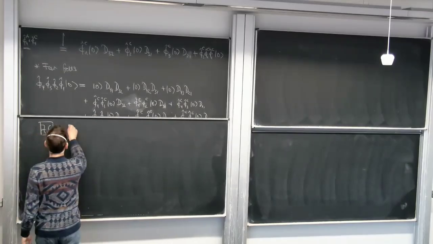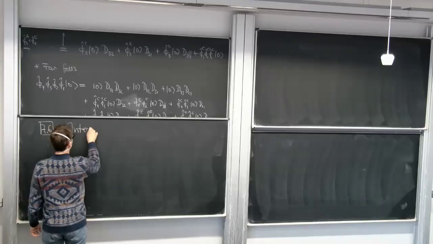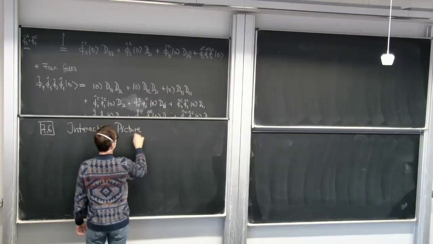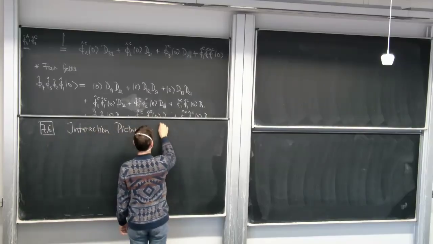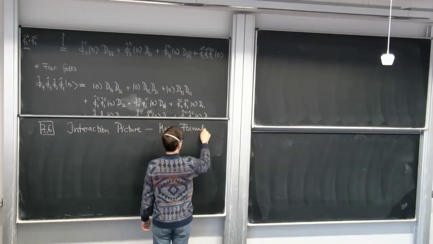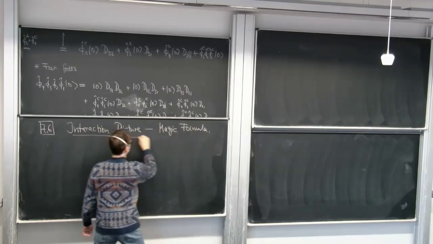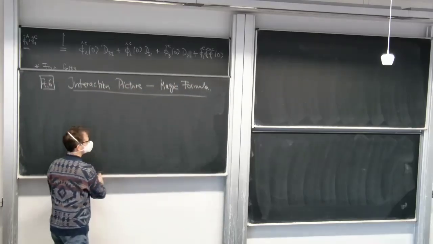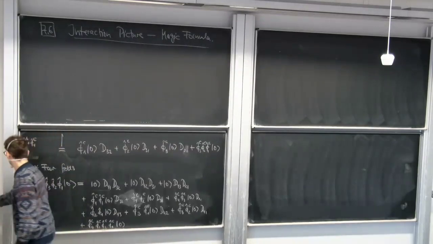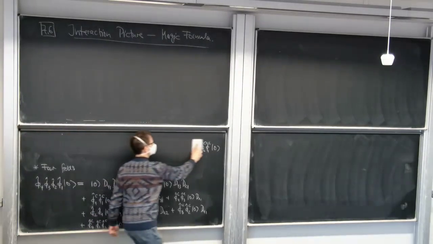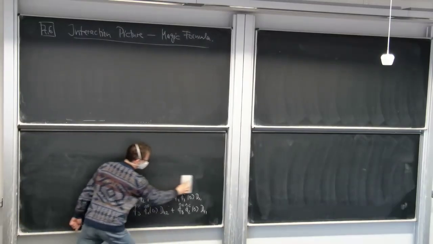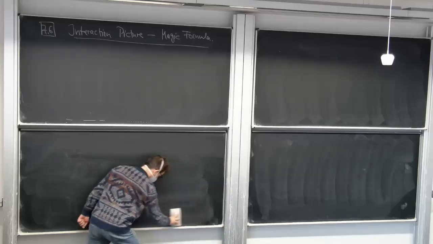Of interaction picture. It should be called also the magic formula. At the end, there is the magic formula. And I think I'm going to give my magic formula first.